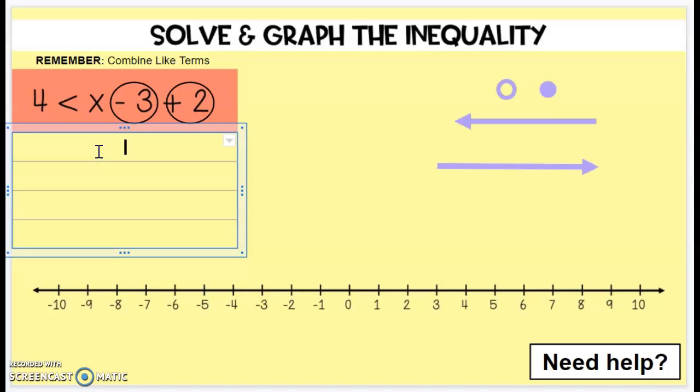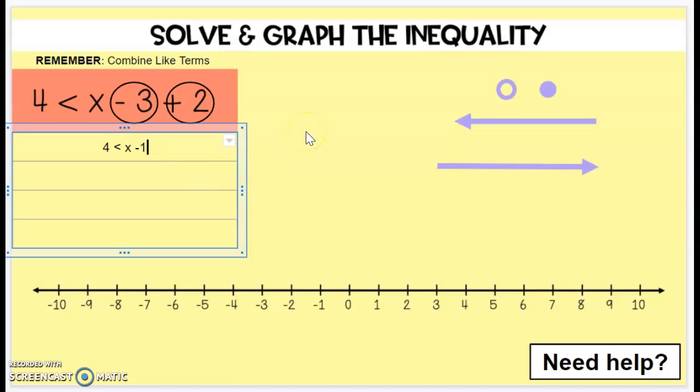So now I'm going to rewrite this by just bringing everything else down. So 4 is less than x, and then negative 3 plus 2, or we could say 2 minus 3, that's going to give us a negative 1. And so now I just go ahead and start solving my one-step inequality, because that's what this turned into. I do the inverse operation.